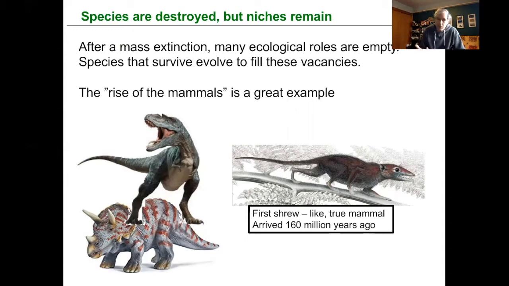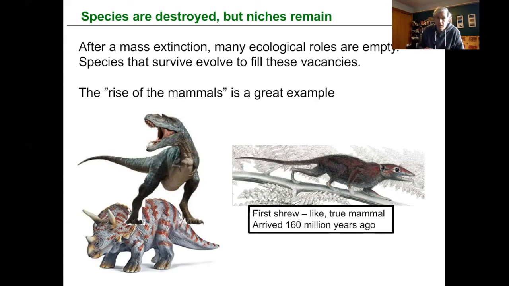So after you've had a mass extinction, although the species itself is dead, the functions that that species performed in the ecosystem, there still is a need for that. And so what happens is any species that survive sometimes rapidly evolve and change and fill these vacancies. One of the most dramatic examples of this is the rise of the mammals. The rise of the mammals is a great example of what happens after a mass extinction when these ecological roles are empty.